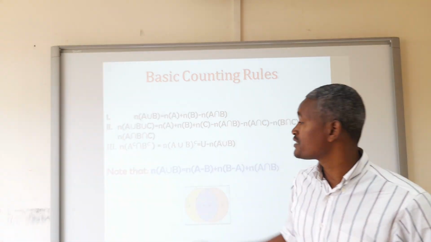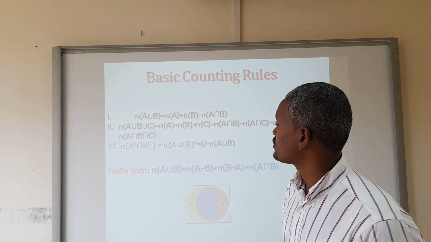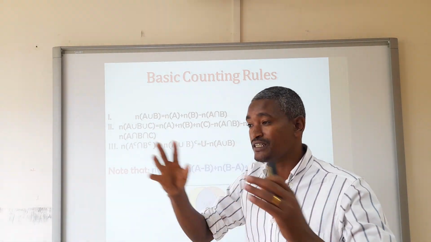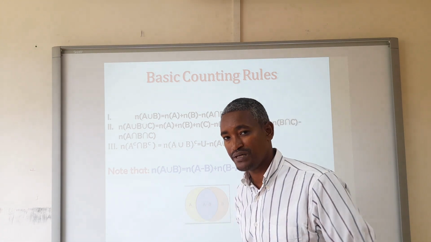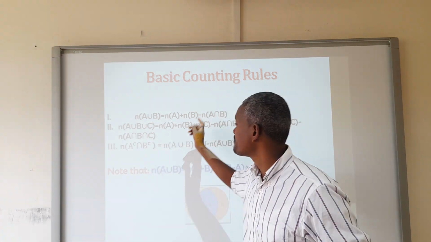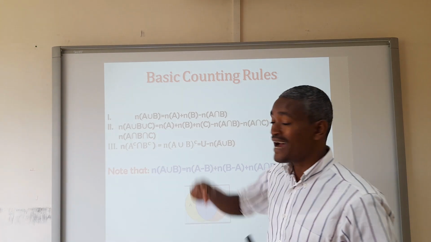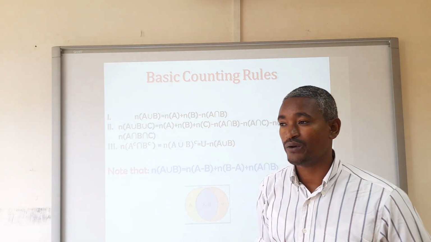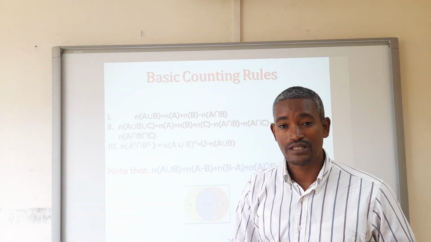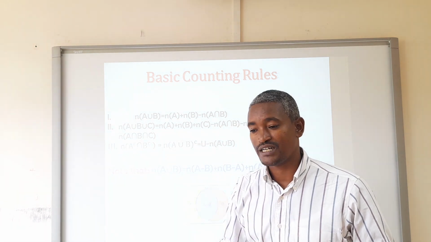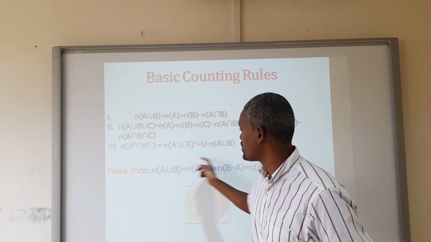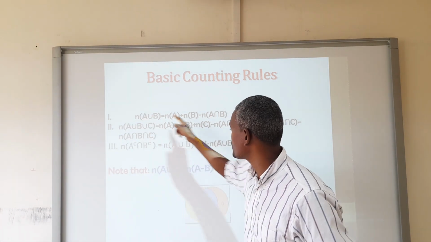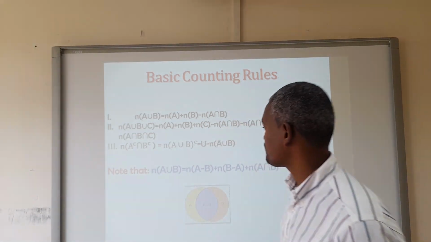Most of the time, this question may be asked. Sometimes we find the number of elements which are found either in A or in B. When the question asks for those elements which are found neither in A nor in B, if it's asked in such a way, we will use this one. After completing this one, we find this one.